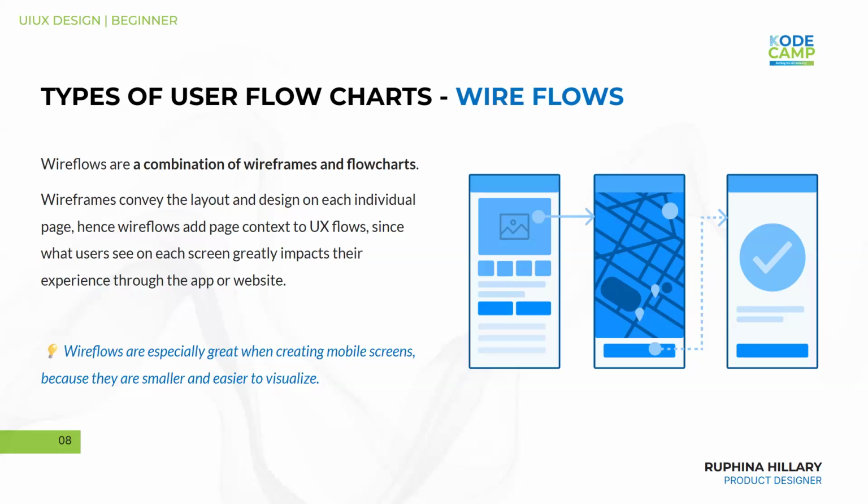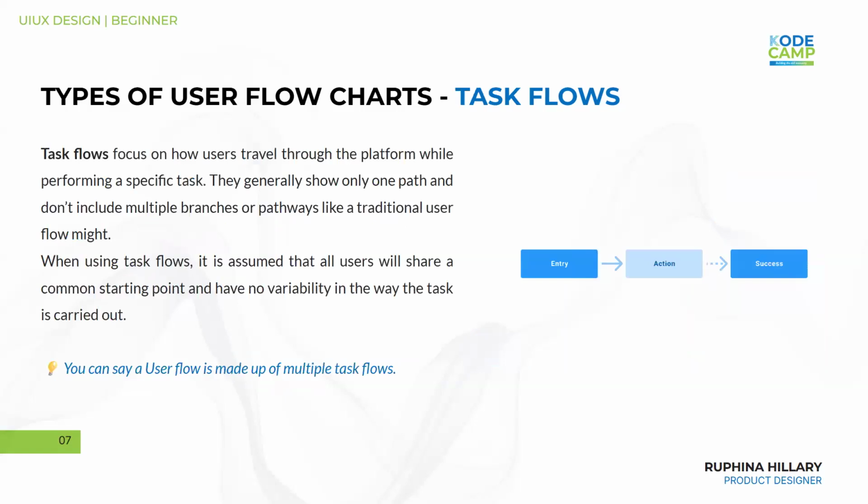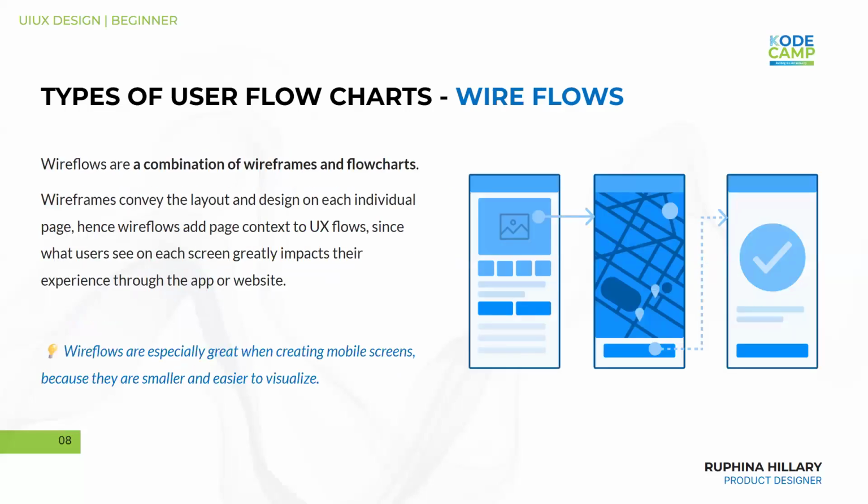the app or website. So for example, if we go back and see, the task flow was simply entry. We are using words and boxes, then a line, words and boxes, then a line, words and boxes. So we are not visualizing the screen, not visualizing how the action would look, not visualizing what the entry points would be. We're just using words to show the flow in task flows. But in wire flows, you integrate both wireframes and flowcharts to create a flow.